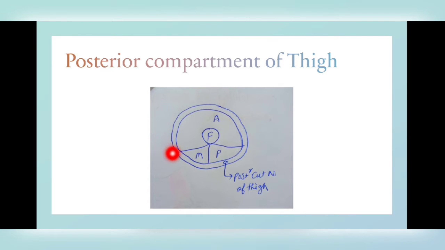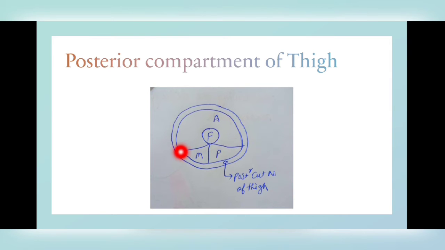In this cut section, this is the femur. From the femur, along its posterior aspect, there is a ridge present. This ridge is called linea aspera. From this linea aspera arises the intermediate intermuscular septum. This is the medial intermuscular septum, and this is the lateral intermuscular septum.